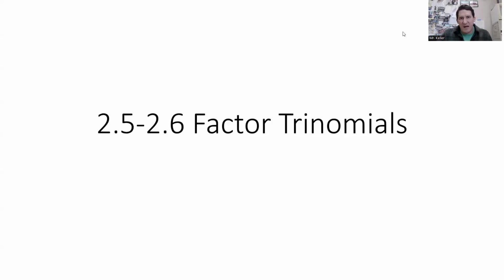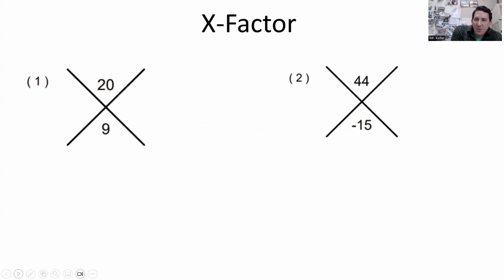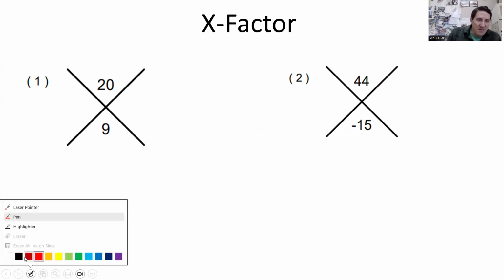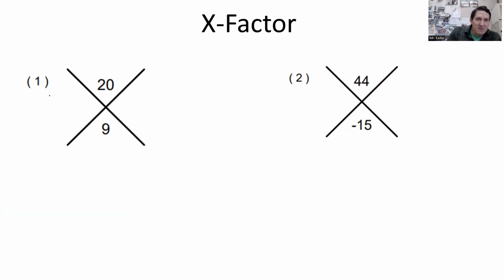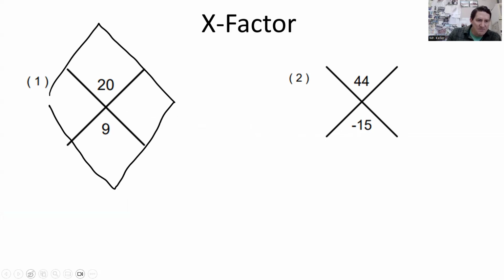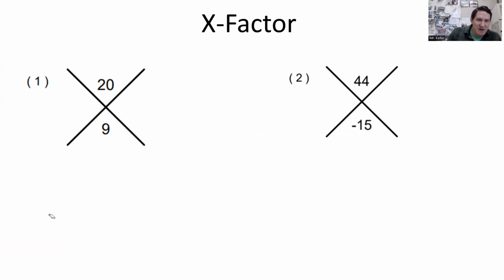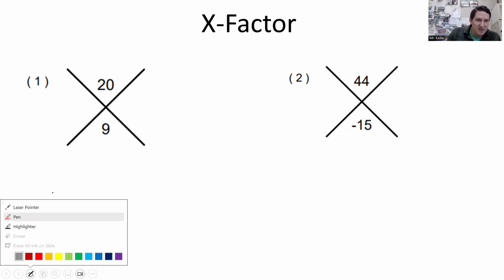All right, IM2 classes. Today we are continuing on with our factoring. We are going to be factoring trinomials today. First thing we're going to get into is what a lot of people refer to as diamond problems. I call them X factors because they no longer really look like diamonds. Back when I was in school, they would be diamonds like this, and they called them a diamond problem. But they're not really diamonds anymore, so I just call them X factors.